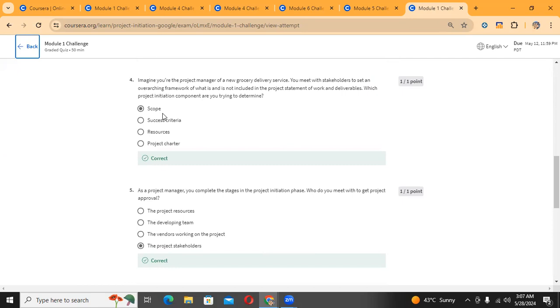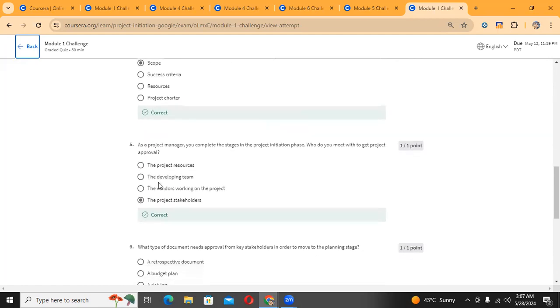This ensures all parties have a mutual understanding of the projects. In the fifth question, the answer is project stakeholders. After completing the initial phase, the project manager seeks approval from the project stakeholders. So the right answer is this.